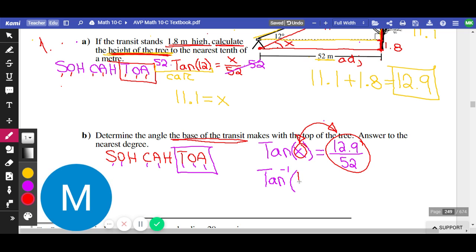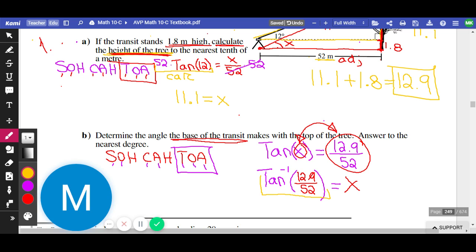So now I have 12.9 divided by 52 equals X. This thing can now go in your calculator because X is by itself. To do that in your calculator, I call it second tan. Right? So on your calculator, you have that second button up here in the top of the corner. So you turn your calculator on and go second, tan, then put this fraction in the brackets and enter. Has anyone done it? Did you get 13.9?